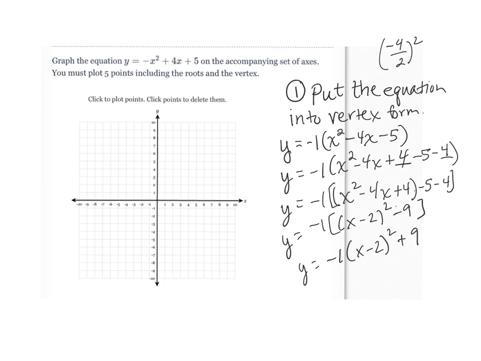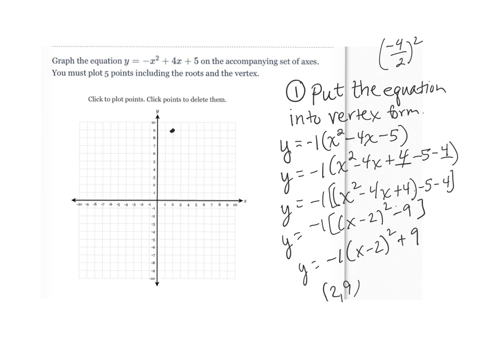All right, so my vertex is going to be at 2, 9. So we're going to go to 2 and up to 9. Our a is going to be negative, so we're going in a downward direction, and it's by negative 1. So we go over 1, and we're going to plug it in.